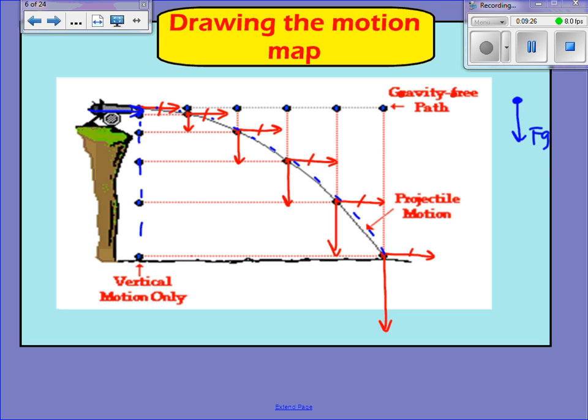Which one would hit the ground first? The one that's just dropped, or the one that's moving along a projectile path? The answer is the time would be the same for both.